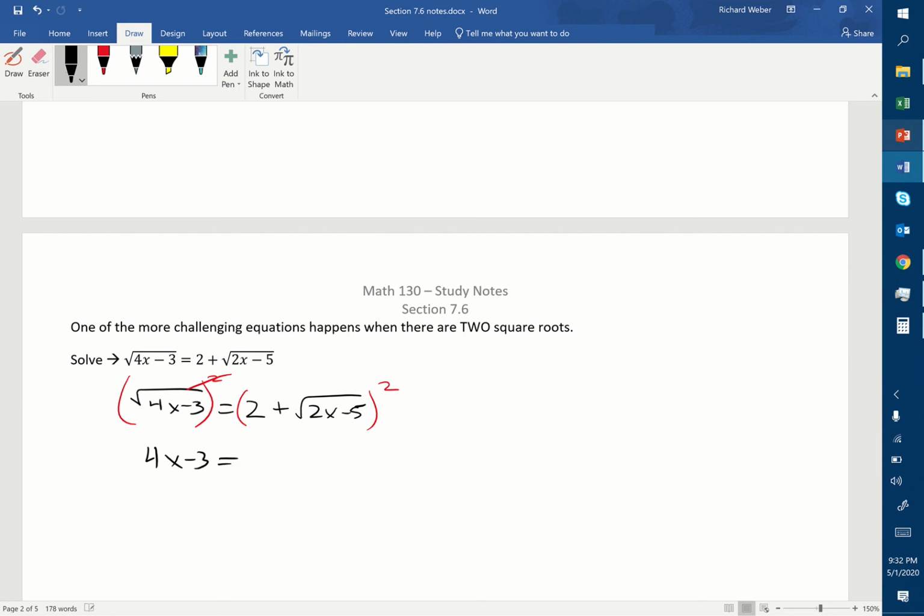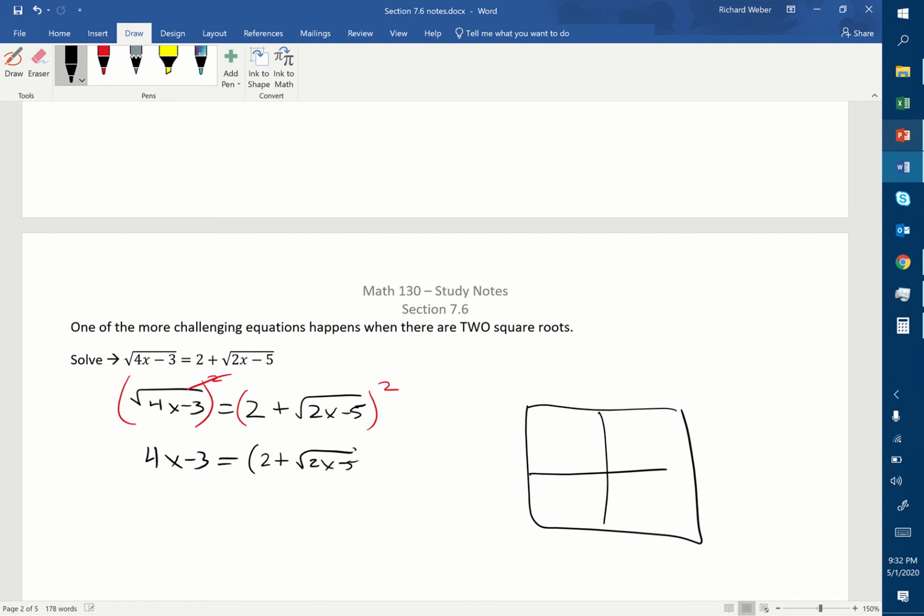And on the right, okay. Let's do a table, I think, because I don't want to get lost, believe it or not. Yeah, what we have is 2 plus the square root of 2x minus 5. It has to multiply with itself twice. So I duplicate it because it's being squared.